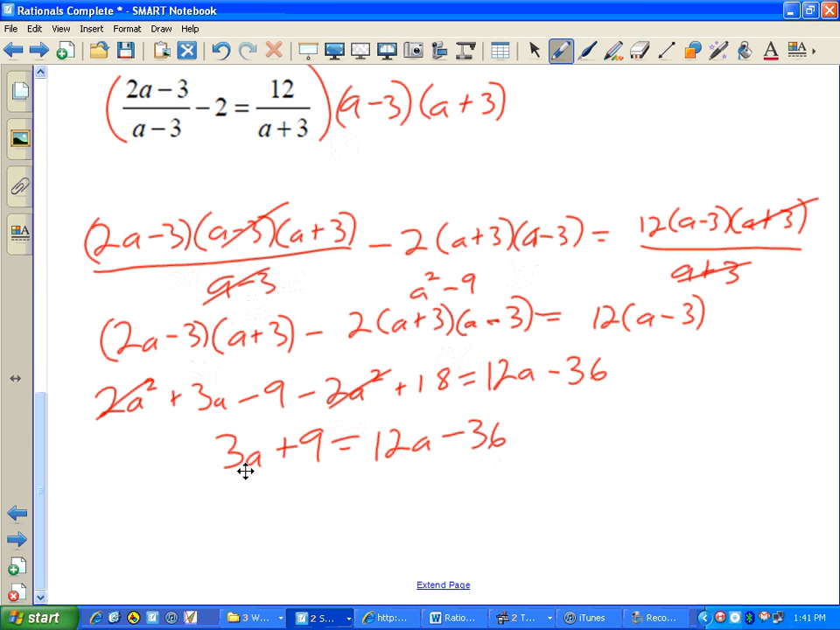But this one's pretty linear, so I'm just going to move the 3a over here, which will give me 9a. Add the 36 to this side, which will give me 45. Divide by 9, so I get a is 5. Okay, and those are the methods for solving rational equations. So you should be able to complete the last worksheet in your packet.